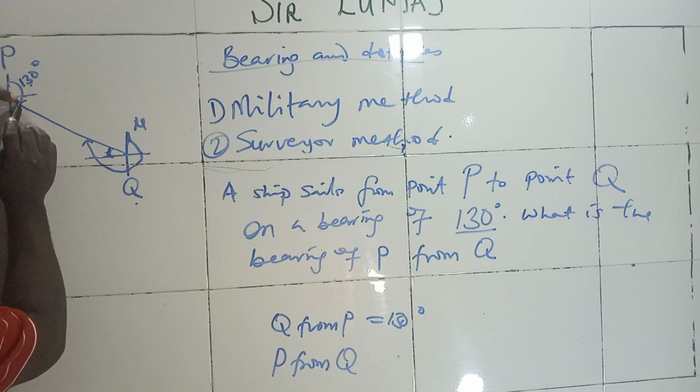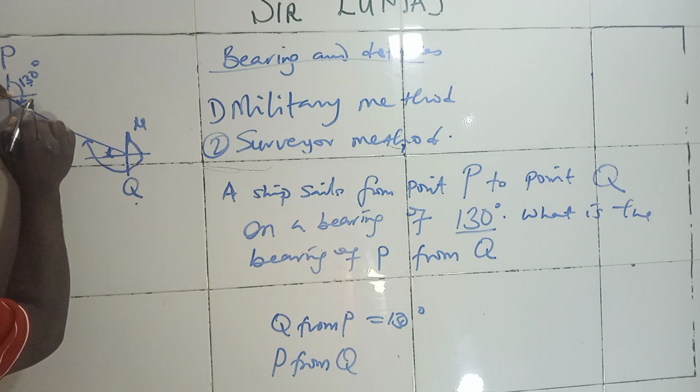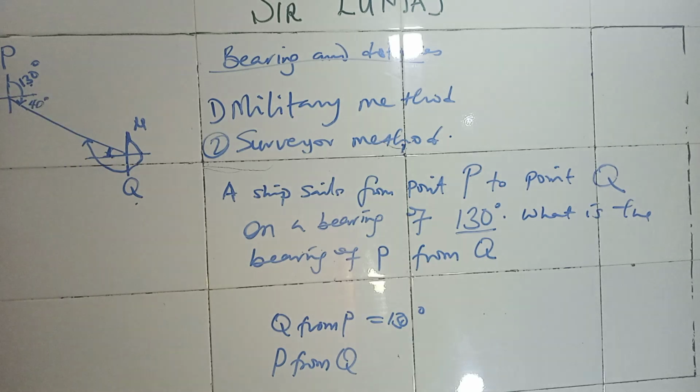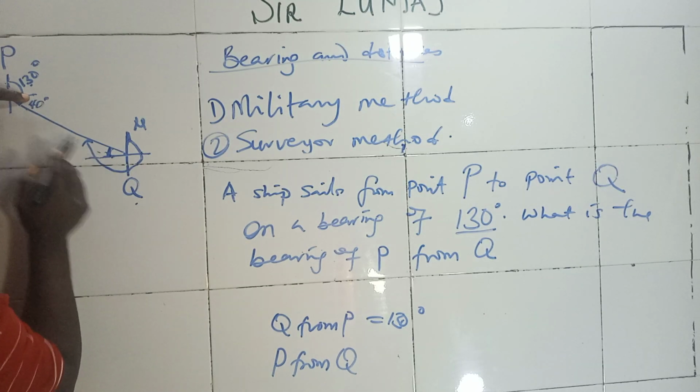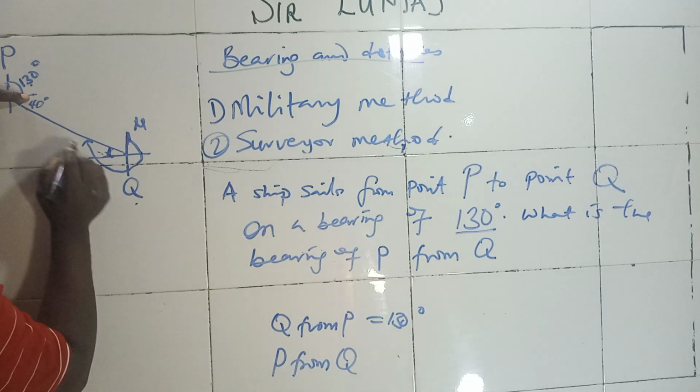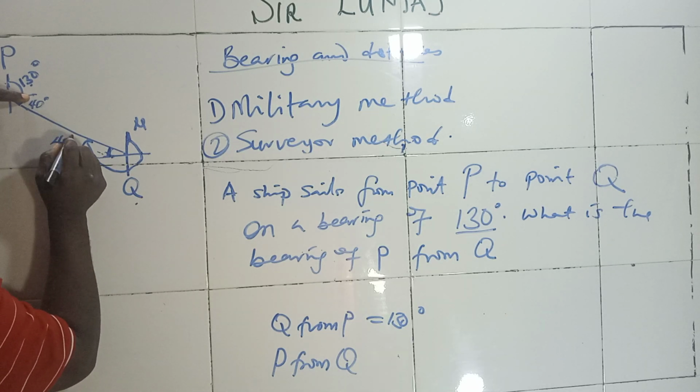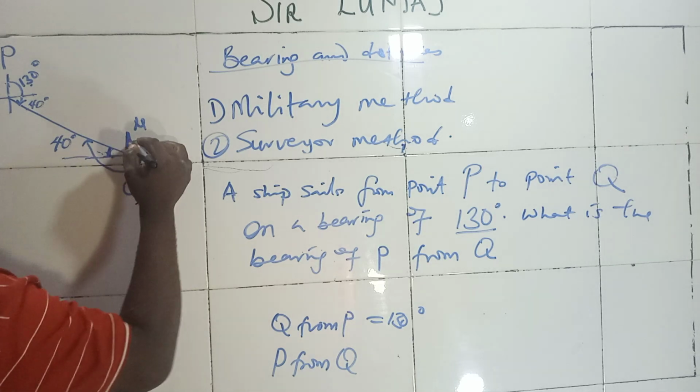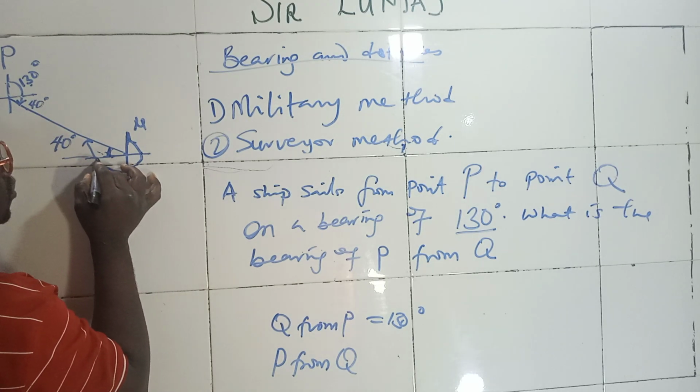If I subtract 90 from 130, this place is going to be what? 40 degrees. So the remaining one will be what? 90. So 90 plus 40 will give you back 130. So 40 is alternate to this point. So this point is what? 40 degrees. And I already know that from here down to this place is 270.